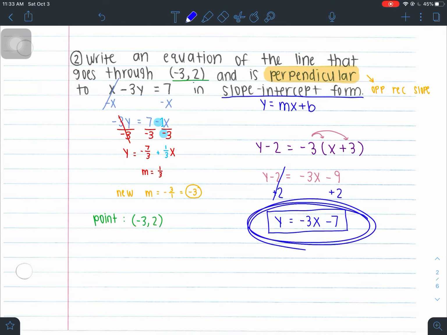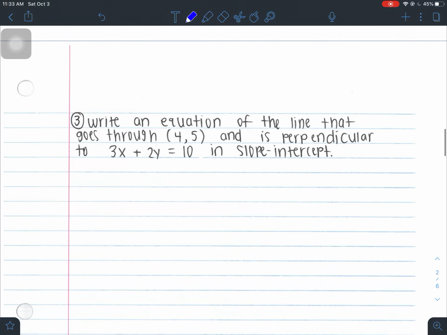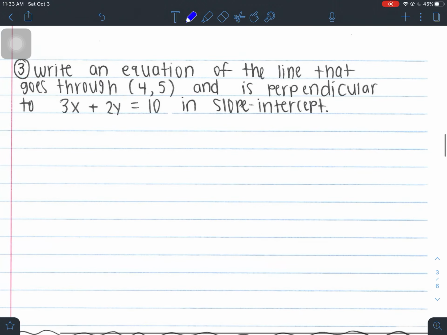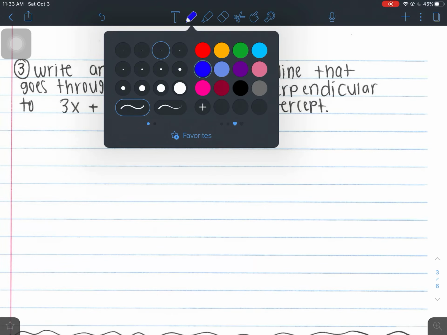Now again, should the slope of this line be the same slope as the line that you had earlier? No, they should be opposite reciprocals of each other because you made a perpendicular line, not a parallel. All right, moving on to number 3: write an equation of the line that goes through (4, 5) and is perpendicular to 3x plus 2y equals 10 in slope-intercept form. Now hopefully, if you want to, you could probably try this one on your own. So if you want to pause the video and try it on your own, that would be great.